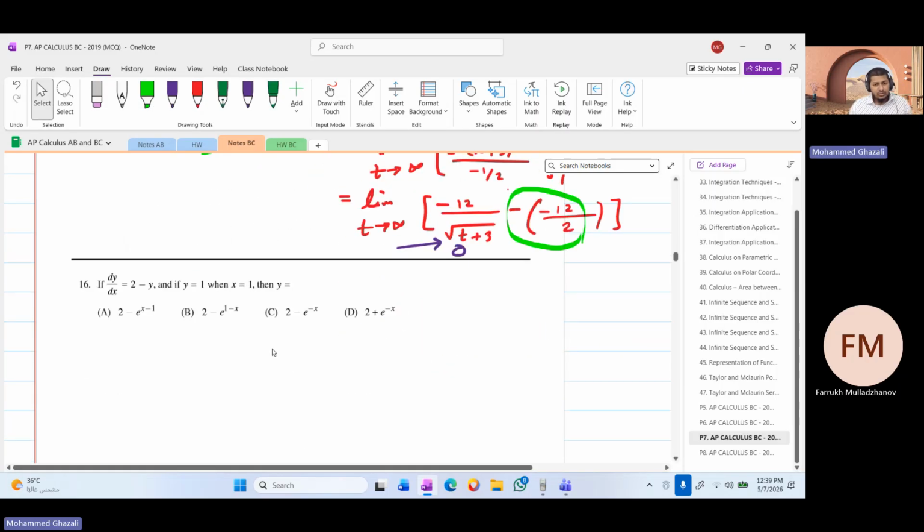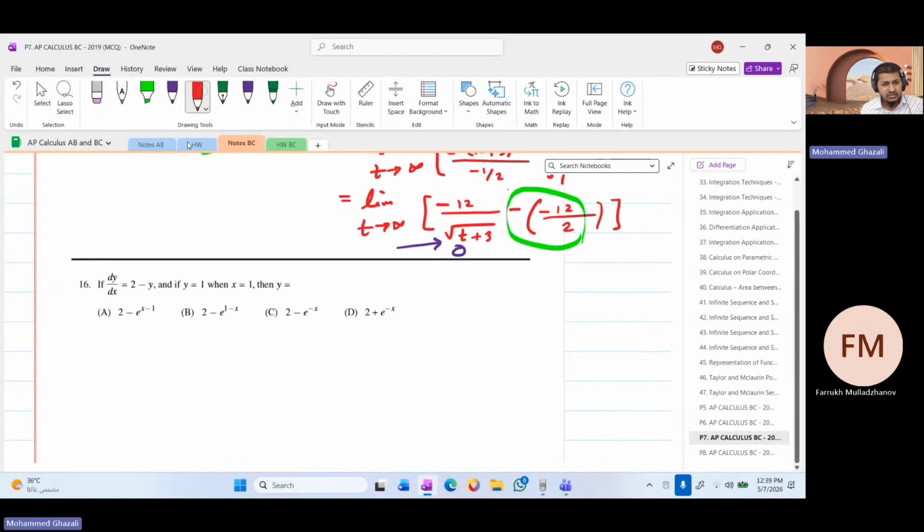Right, let's look at the next problem. dy/dx is equal to 2 minus y. If y equals 1 when x equals 1, then y equals. So this is a differential equation. We need to solve it, right? So we're going to cross multiply: take the 2 minus y to the bottom of dy, and take the dx across. Integrate both sides, right?